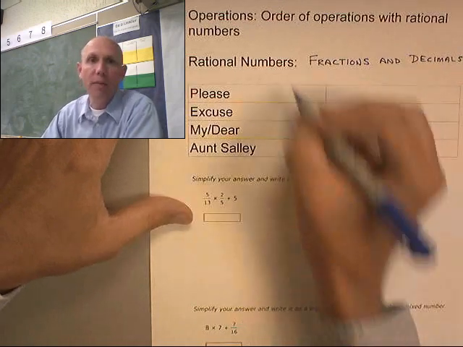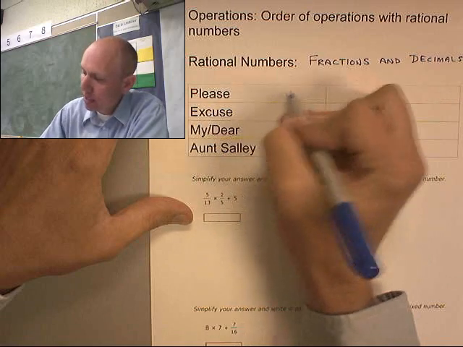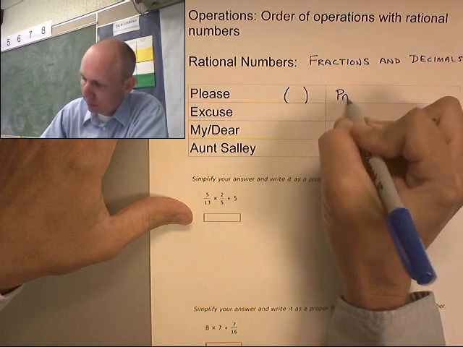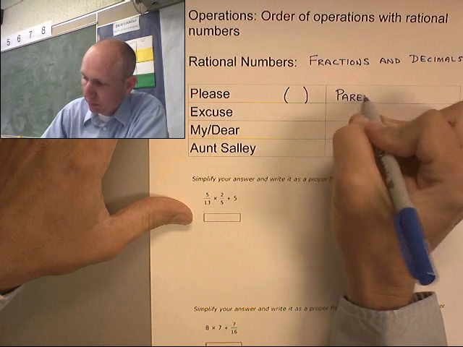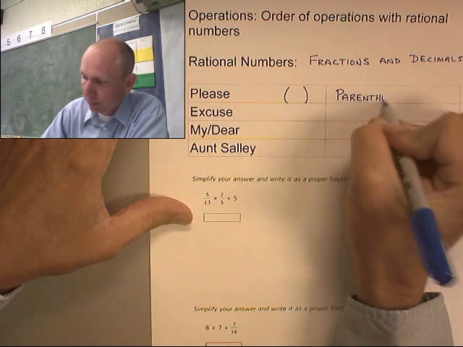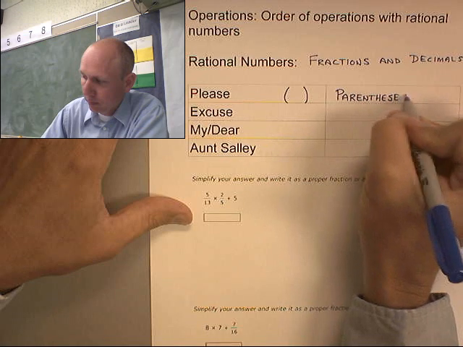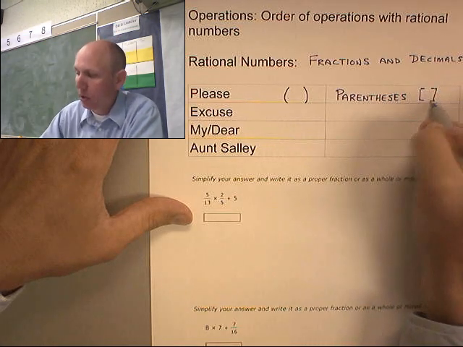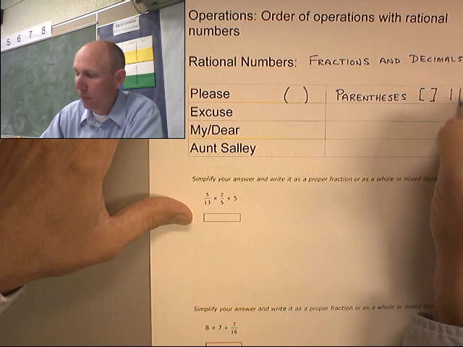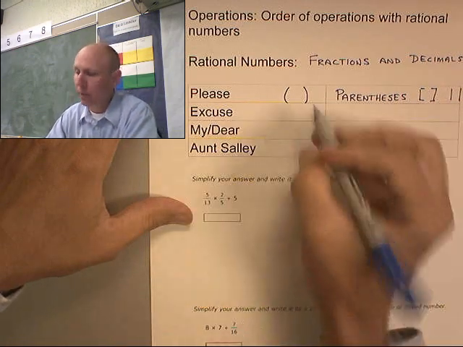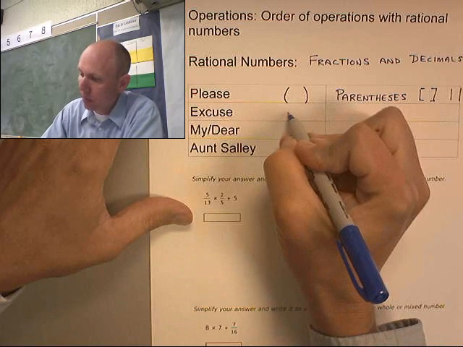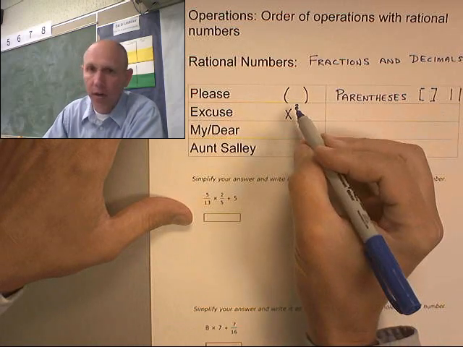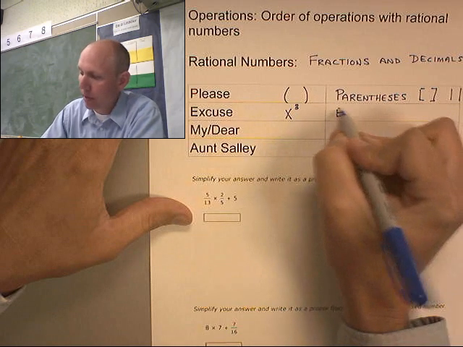So order of operations, we have Please, that stands for parentheses, or other grouping symbols. We could have brackets. Those are also a grouping symbol. Absolute value bars are a grouping symbol also. Excuse. Those are my exponents. Things like x to the third. I have a 3 for my exponent. So exponents.